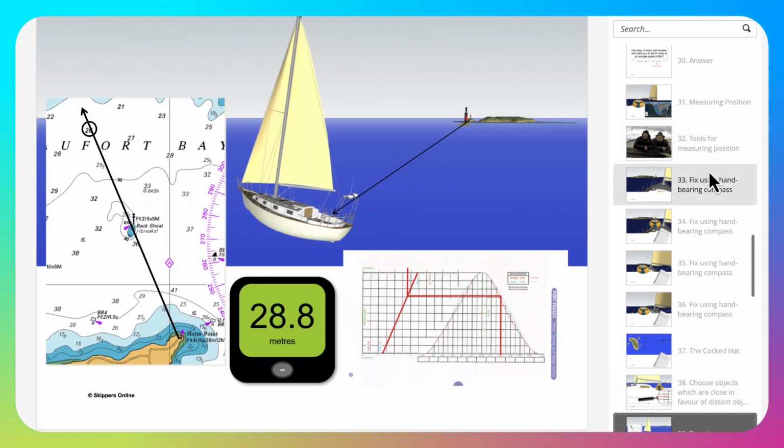Remember that when two charted features are in transit, you can plot a very precise position line. And you can combine sources of information in order to plot a fix. In this case, with the isolated danger mark and lighthouse in transit, a calculated height of tide of 2.8 meters, and a depth of water of 28.8 meters, we can plot a pretty good fix.